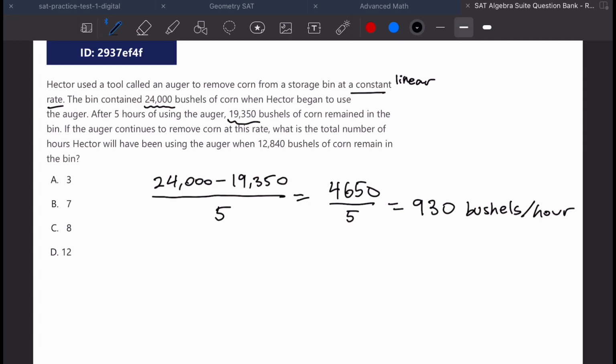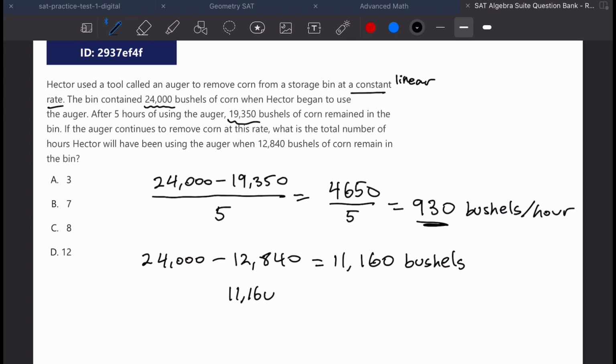So the original minus the final, if we do the calculation, would equal something like this. And we divide this by our 930 bushels per hour to get how many hours it took for him.